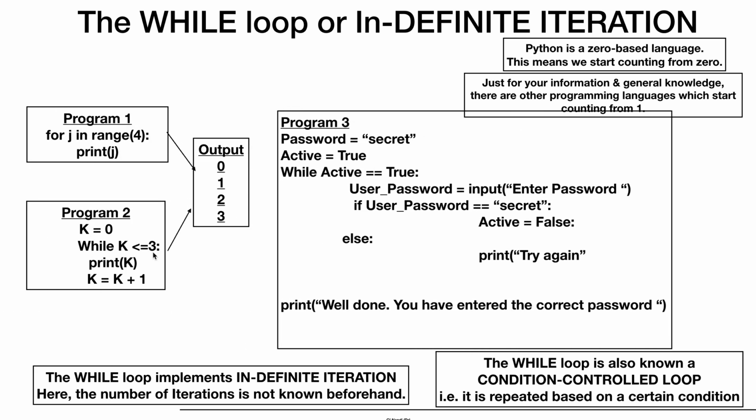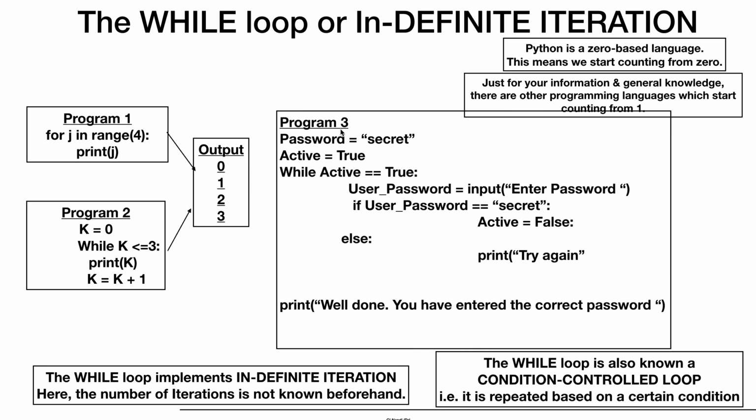Now, we are going to look at program 3, which also makes use of the while loop. Let me just briefly describe it before we go into details. There is a password which is secret. So the password variable has been assigned the value secret.